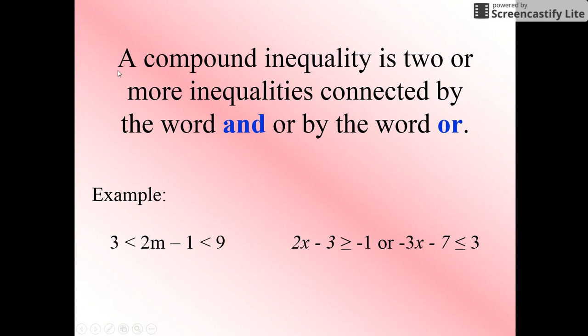A compound inequality is two or more inequalities connected by the word "and" or by the word "or". For example, 3 is less than 2m minus 1 is less than 9. This is an and statement. Another example: 2x minus 3 is greater than or equal to negative 1, or negative 3x minus 7 is less than 3. This whole section is an or.